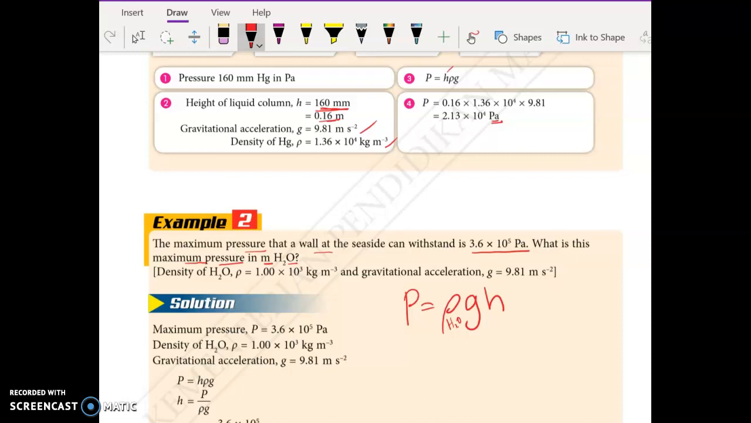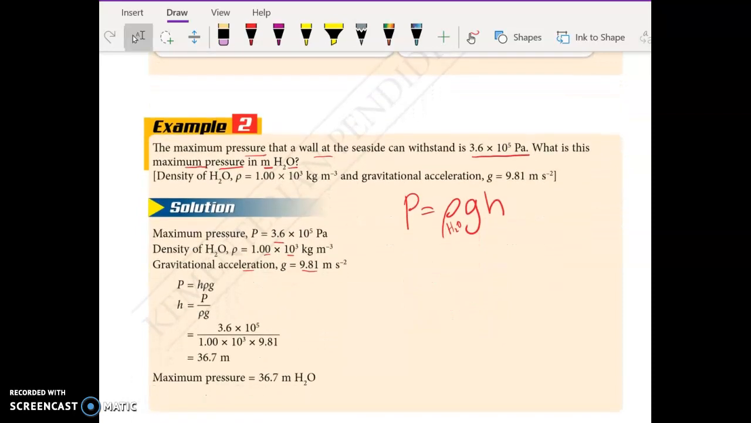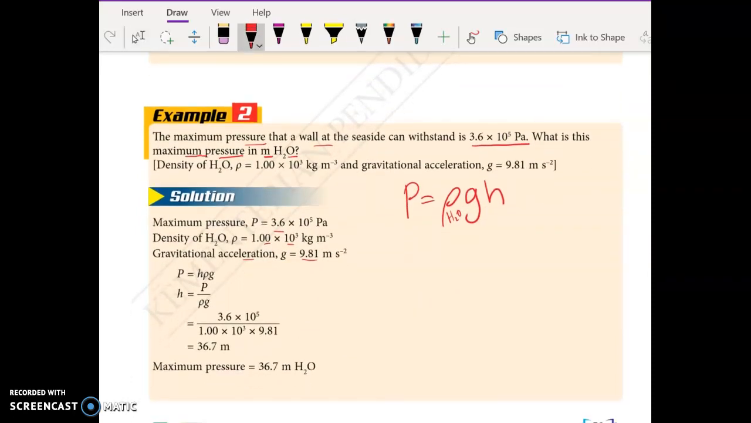Okay, so the maximum pressure is 3.6 times 10 to the power of 5. Density of water is 1 times 10 to the power of 3, and gravitational acceleration 9.81. So similarly, this is also a very simple example. Just substitute everything in the formula and you will get H. Okay, because the question wants H. First we find H, 36.7 m. So 36.7 m is actually the height.